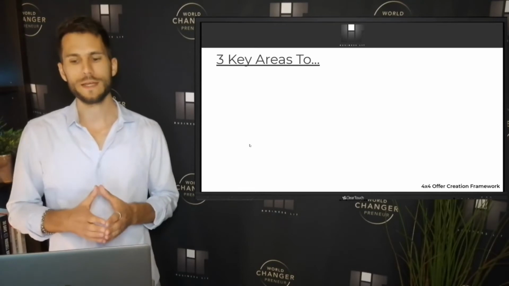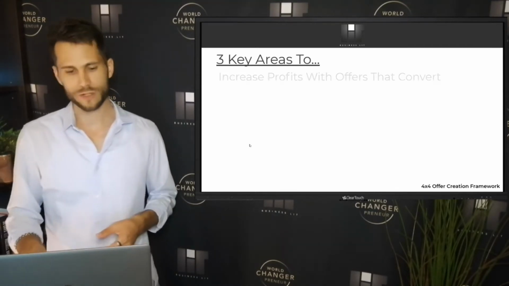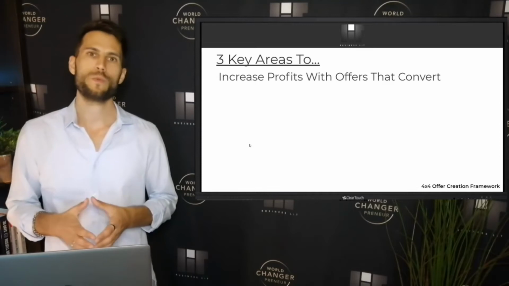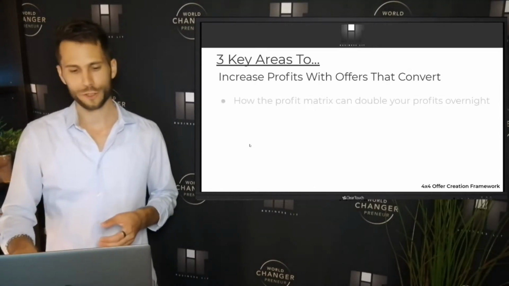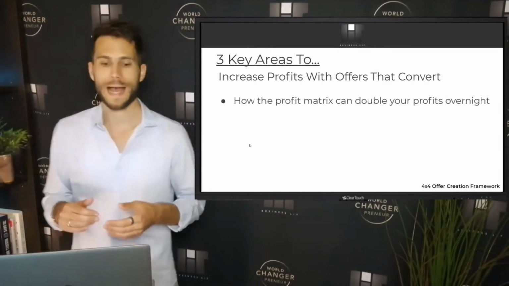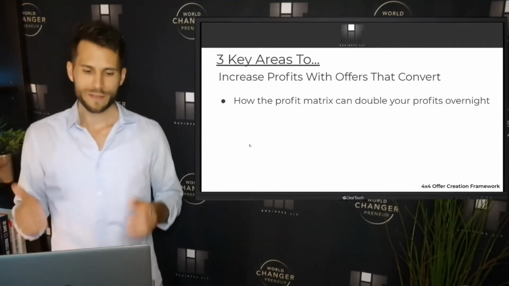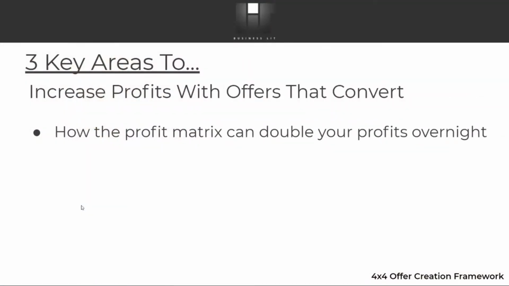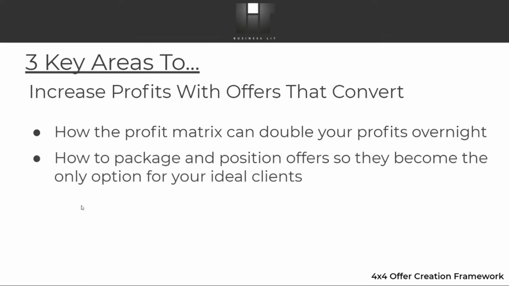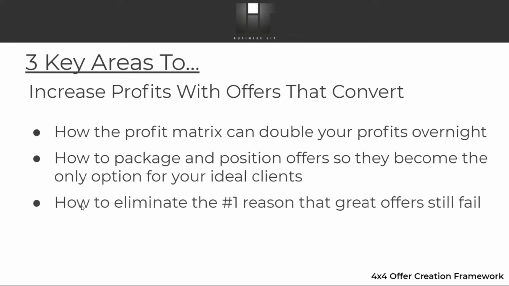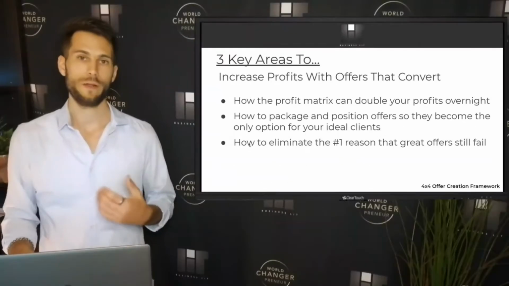So let's look at 3 key areas of how we are going to be able to increase profits with the offers that convert. Number 1, we're going to look at the profit matrix. With this profit matrix, you're going to see how you can easily double your profits overnight. And then we're going to also look at how to package and position offers so they become the only option for your ideal clients. And last, we're going to look at how to eliminate the 1 reason that great offers still fail.